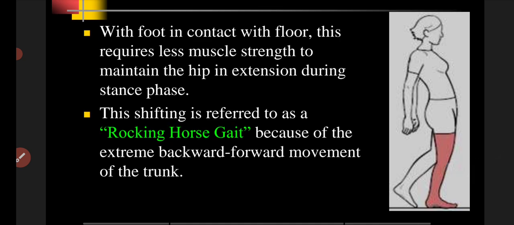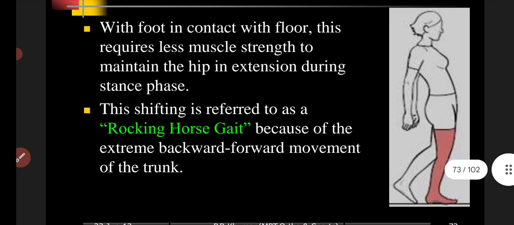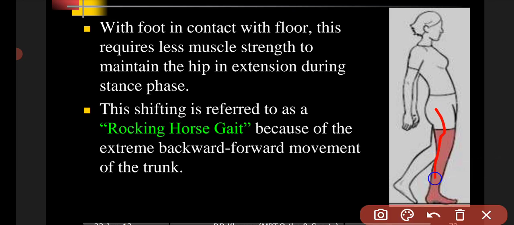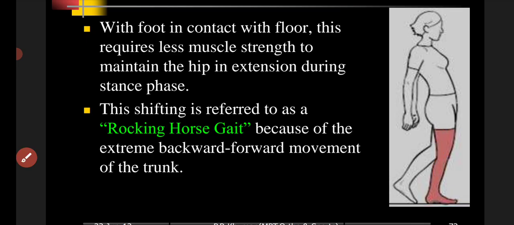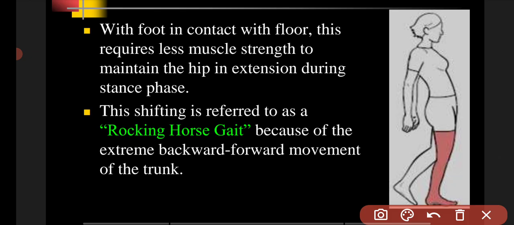See in this picture, it is in this position. This is known as the gluteus maximus gait. Okay, there is inability to perform the function of the gluteus maximus. With the foot in contact with the floor, this requires less muscle strength to maintain the hip in extension during the stance phase.